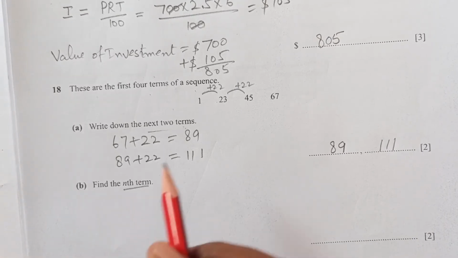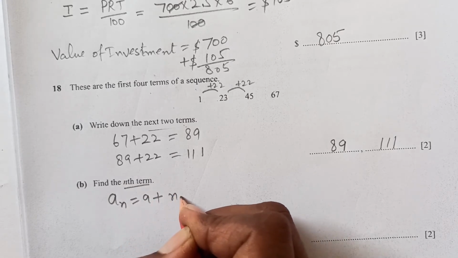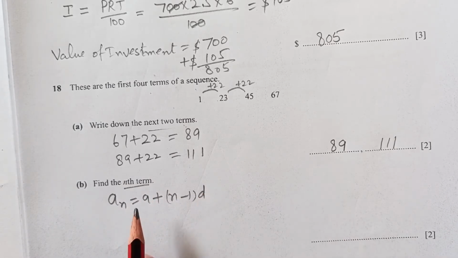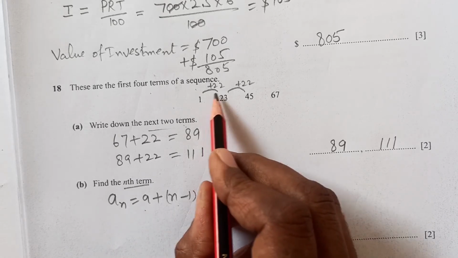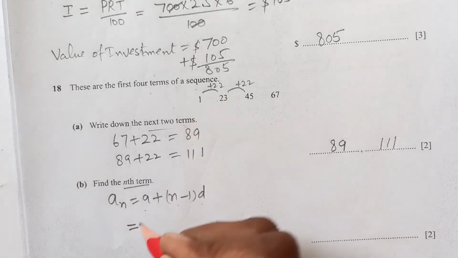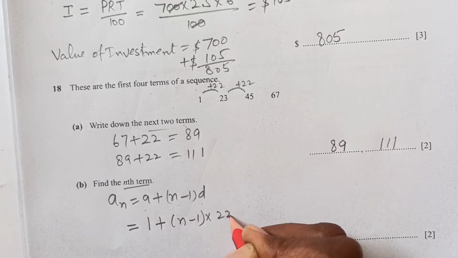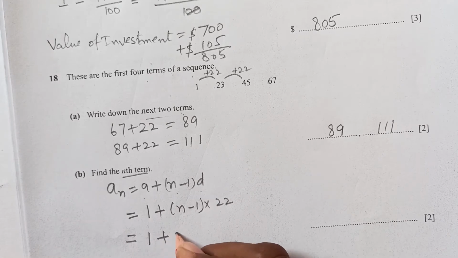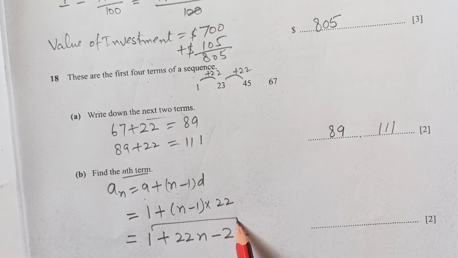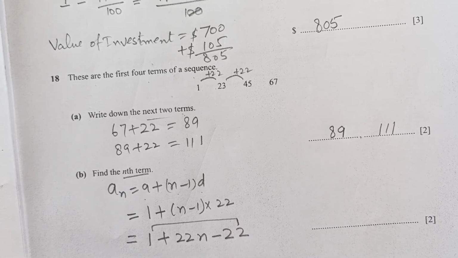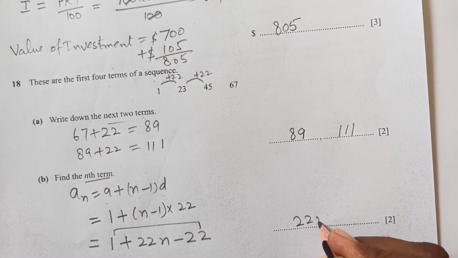Now find the nth term, and for nth term we have formula an is equal to a plus n minus 1 into d, where a is the first term, n is the nth term and d is the difference. The difference here is 22 and the first term here is 1, plus n minus 1 into d, which is 22. So 1 plus 22n minus 22. So combine the like terms. So this is 22n minus 21. So that is nth term.